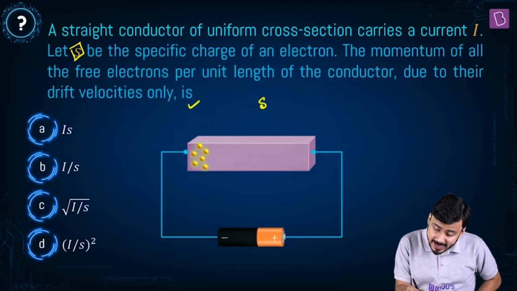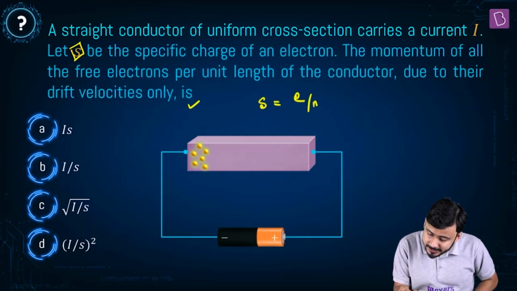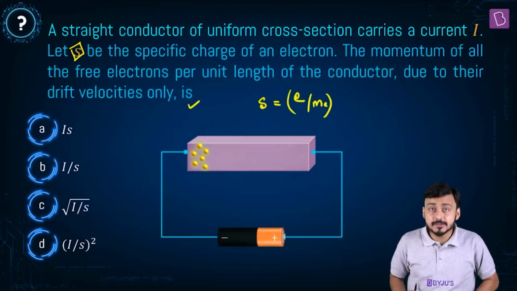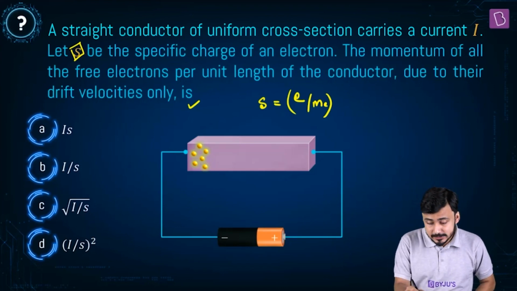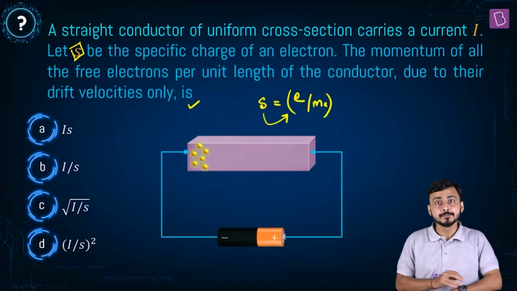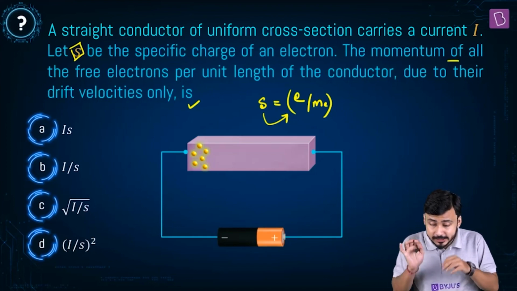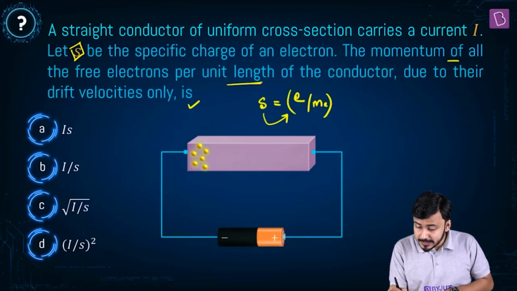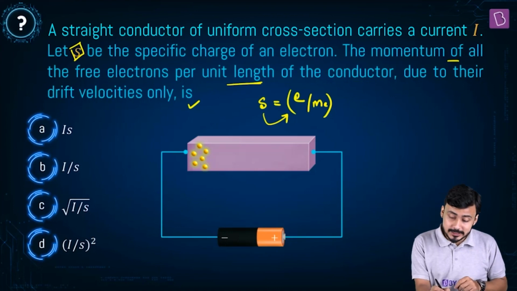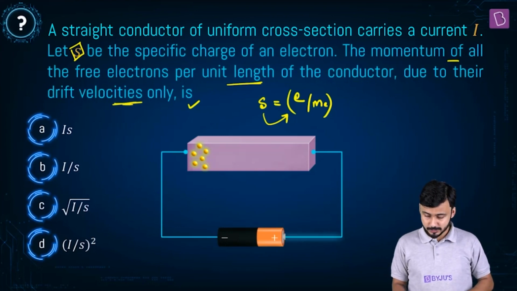S be the specific charge of an electron. That means by saying S, they mean charge of electron divided by mass of electron. Charge of a single electron divided by mass of the single electron. That is what they mean by S, right? And you are supposed to calculate the momentum of all the free electrons per unit length of the conductor due to their drift velocities only. Good question. Please look into it.